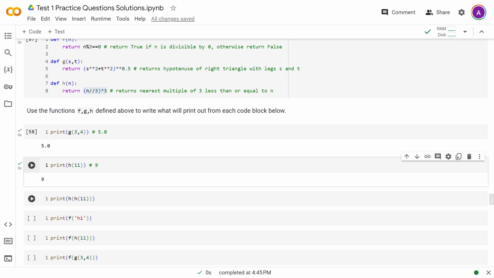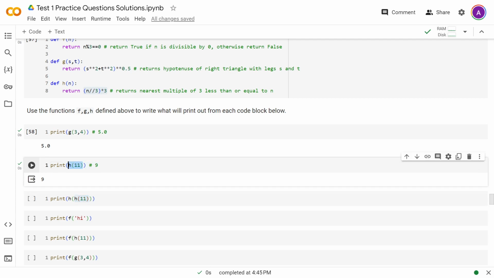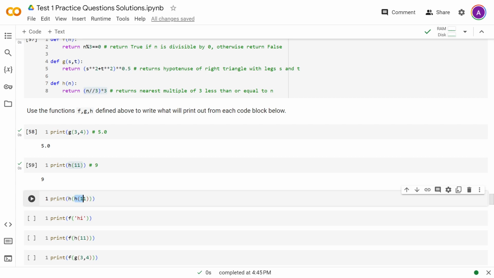Okay, now we're doing h of 11. So this is a little bit tricky, but we have what h of 11 is from the last question, right? We know that's 9. So when Python is evaluating this down here, it's just going to plug in 9 for h of 11. It's going to literally replace that h of 11 with the return value of 9 from what we figured out in the last question. So all we need to know is what is h of 9.